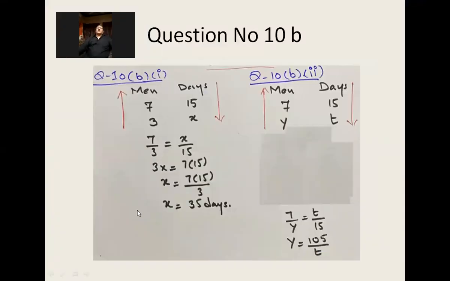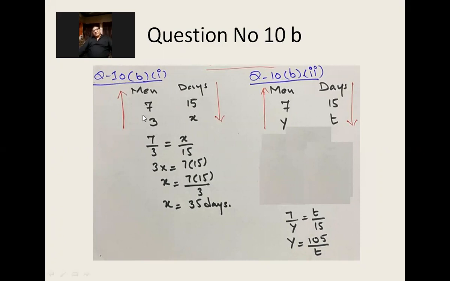Okay. So question number 10B, first part is men and days. I am going to use the method of proportion. So 7 men can do the job in 15 days. So 3 men can do the same job in how many days? You know that men and days are inversely proportional to each other. So the more men you have, the fewer days will be needed to complete the job. So I will put a straight arrow with the men, and an inverted arrow with the days, because they are inversely proportional to each other.